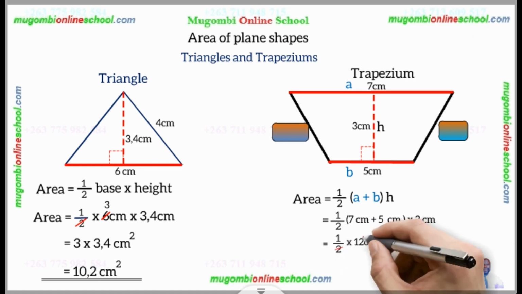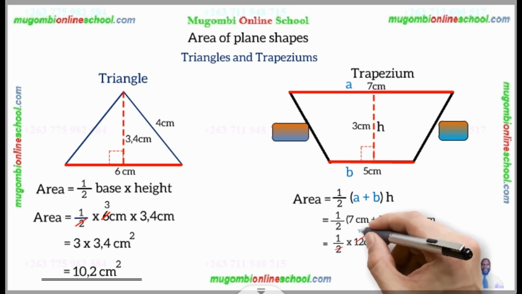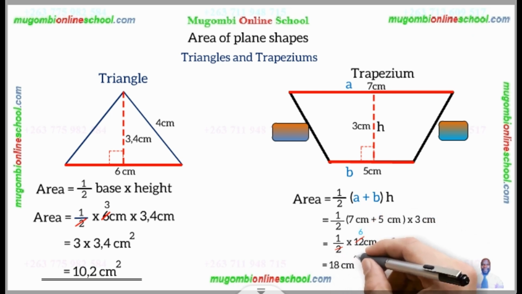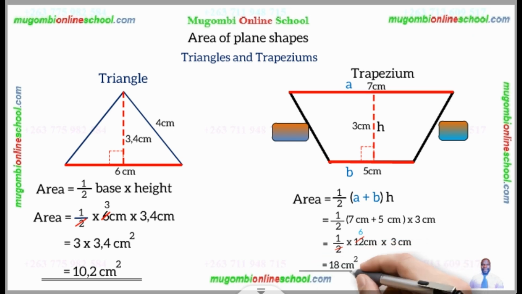Then 2 into 2, that's 1. 2 into 12, that gives us 6. So 6 centimeters times 3 centimeters, that's 18 squared centimeters. That is the area of the trapezium. Right. Let us now move on to the next part of the question.